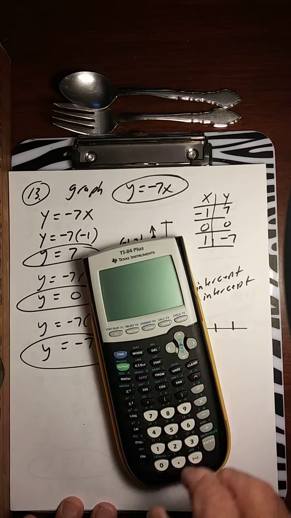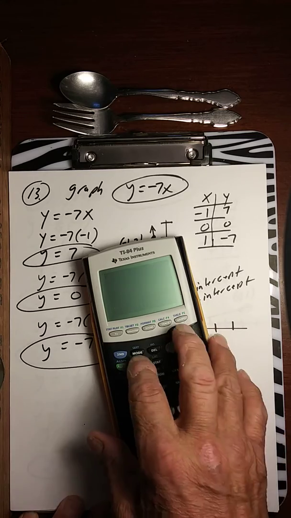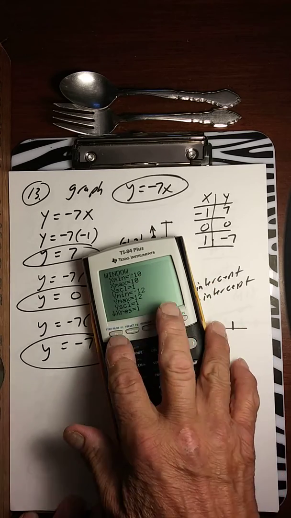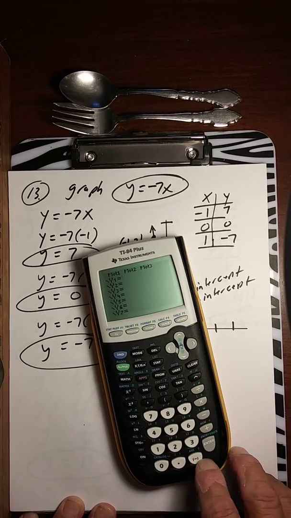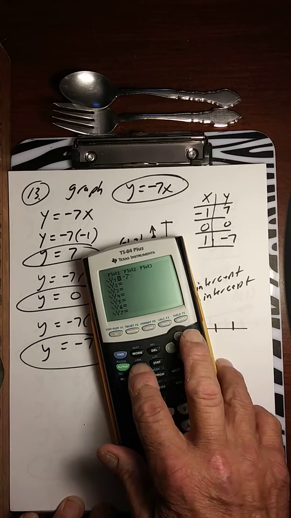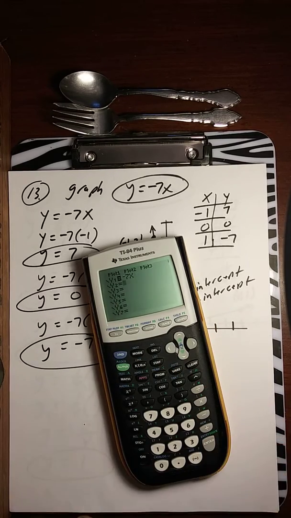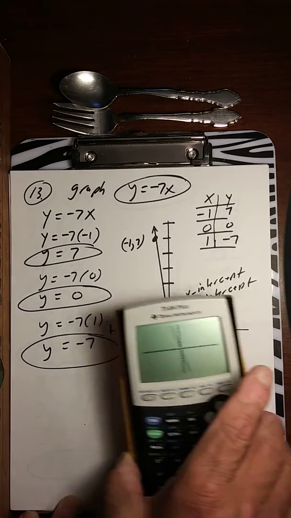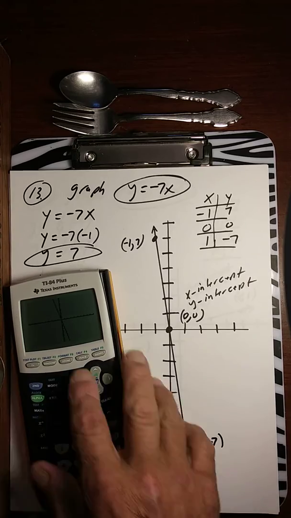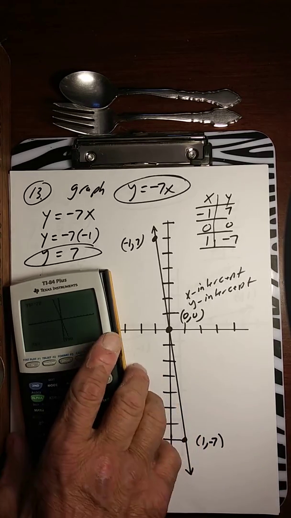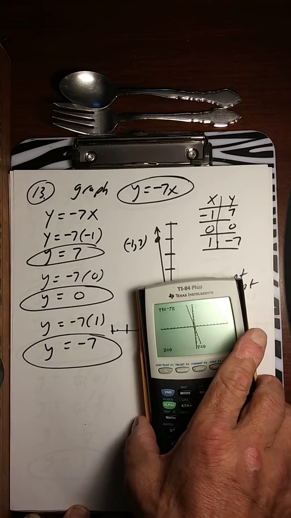Here's one. On Windows, that's okay. So the graph is negative 7x. Enter and graph. And the graph comes out just like that one. You get a trace if you want to use the numbers to look around in there. Okay.